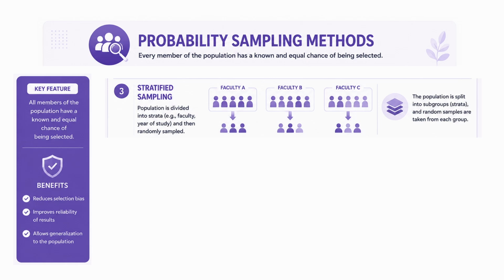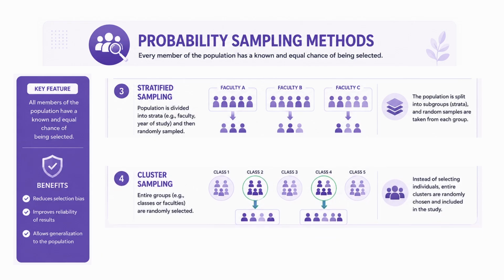Population is divided into different strata like faculty, year of study, or ethnicity. Then for faculty A, you select samples. Faculty B, you select samples randomly. Faculty C also, you select samples randomly. So in stratified sampling, the population is split into subgroups or strata, and random samples are taken from each group. It can be applied in a heterogeneous population.